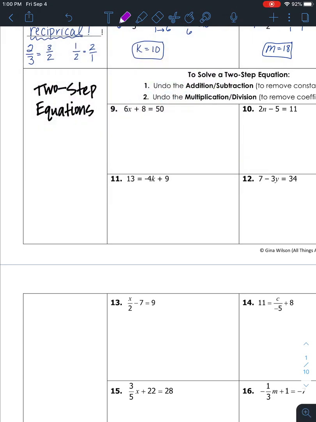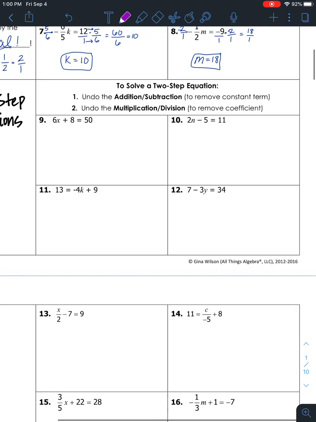All right, welcome back. Unit 1, Section 2. We are doing two-step equations here. So we are solving two-step equations. In other words, we're getting x or whatever a variable is by itself. Now, if you remember when we talked about that video before, it's PEMDAS backwards.